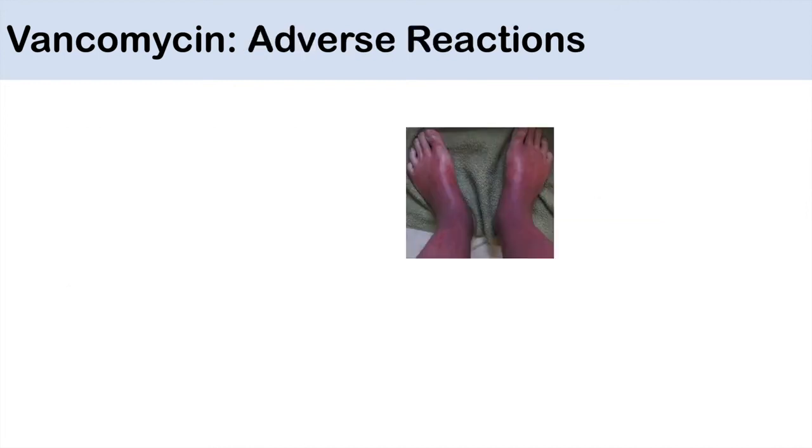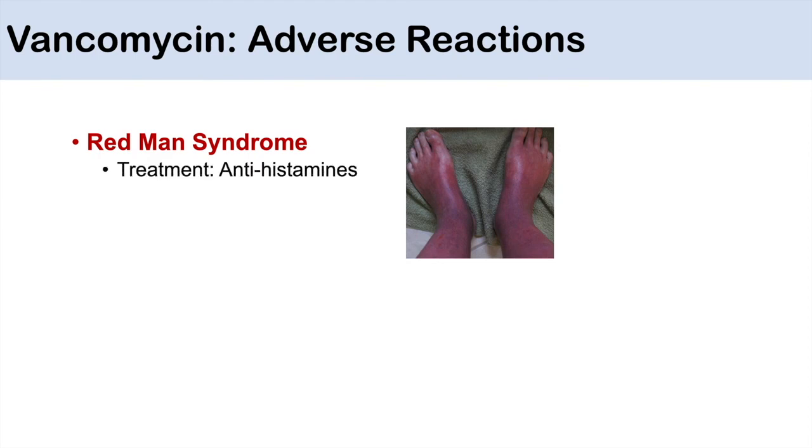So vancomycin use does not come without its risks, and one of those adverse reactions to vancomycin is red man syndrome, as you can see in this image. Red man syndrome is also known as erythroderma, and essentially what happens is skin becomes very red. And it can occur more frequently when vancomycin is given too quickly. The treatment for red man syndrome is antihistamines. Other adverse reactions to vancomycin include nephrotoxicity. So because vancomycin is renally excreted, it can cause some nephrotoxicity. And there's also some ototoxicity as well.